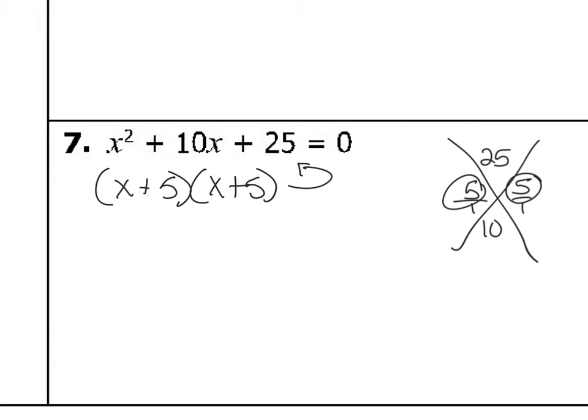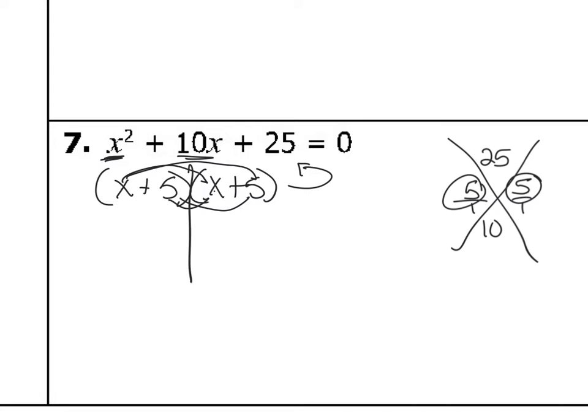Remember, as a refresher or review, if you distribute, x times x is x squared. X times 5 is 5x. Then 5x will be 10x. And 5 times 5 is 25. Okay? Just a refresher there.